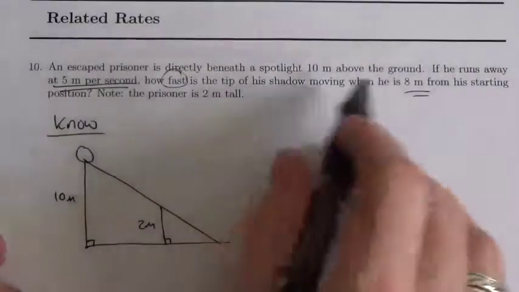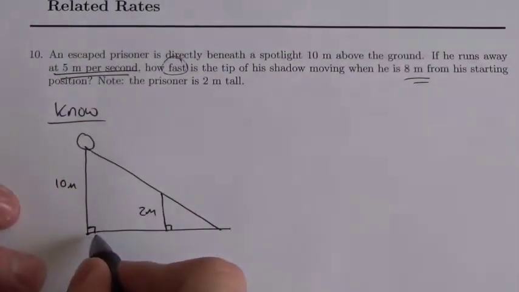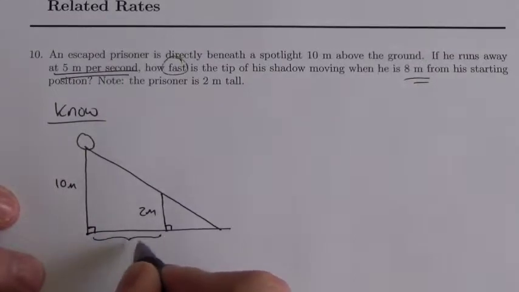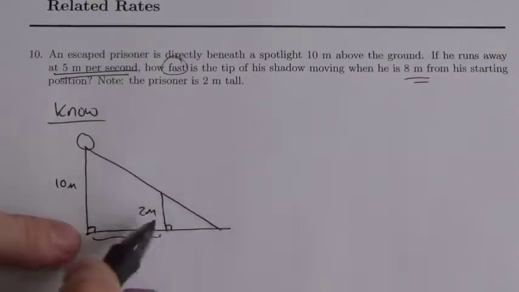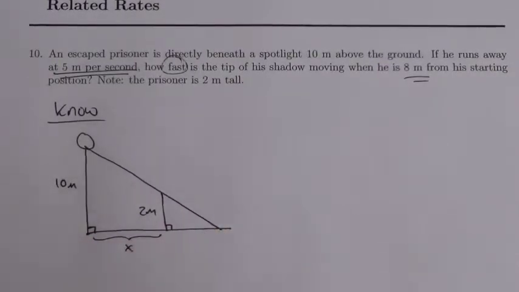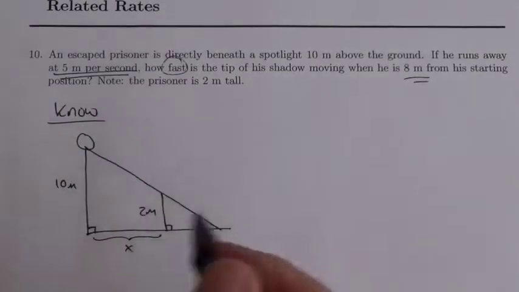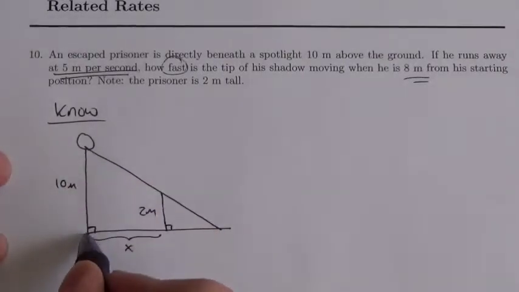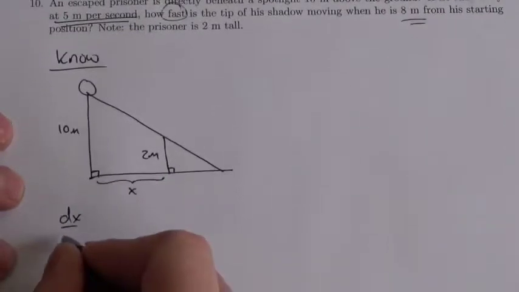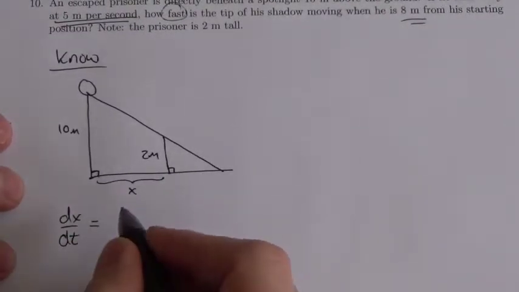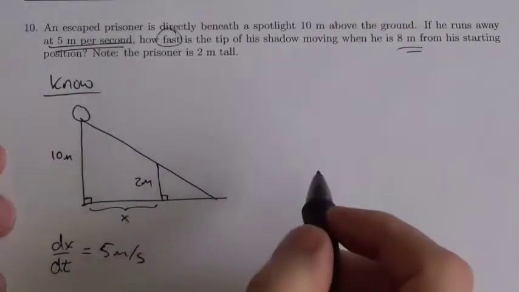Okay, so he's running away at 5 meters per second. That really has got to be this distance right here. Let's call this distance here x. The reason I do that is if this is our guy running away, then when you measure speed, it's always going to be with reference to a fixed point. So in this case, it makes sense that our fixed point would be the point directly underneath the spotlight. So we know that dx by dt is going to be, what did I read, 5 meters per second. So that's how fast he's running away here.